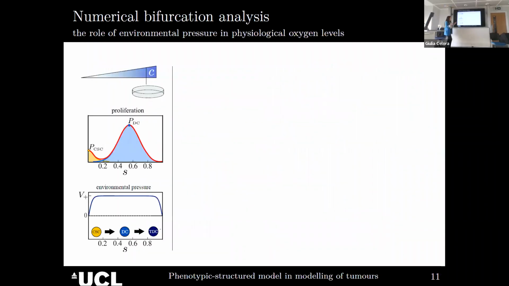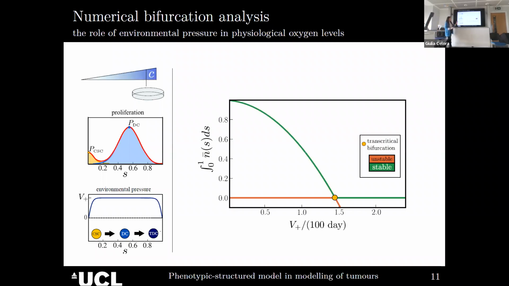So moving on to the phenotypic heterogeneous steady state, we start with a high oxygen environment. Remember, we have this proliferation profile, and we have environmental pressure. As a bifurcation parameter for my analysis, I will use V+, which is the strength: how strong is environmental pressure compared to proliferation? So, how environmental pressure compares to natural selection.